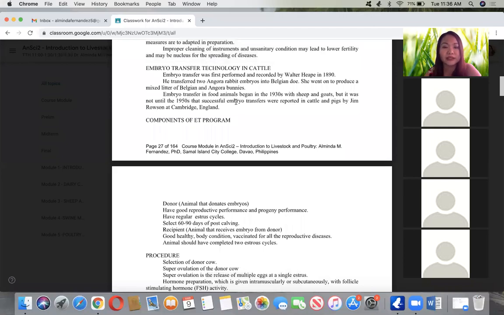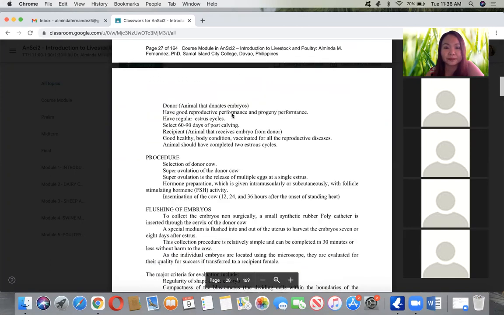So, embryo transfer in food animals also began in the 1930s in sheep and goats, and until the 1950s, when successful embryo transfers were reported in cattle and pigs by Jim Rowson and Cambridge in England.